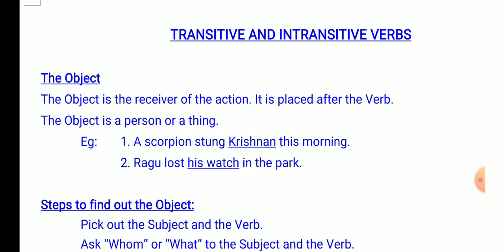The first example is: a scorpion stung Krishnan this morning. Here, the object is Krishnan. In the second sentence, Raghu lost his watch in the park. The object is his watch. How do we find out that Krishnan and his watch are objects? Take a look at the steps to find out the object.